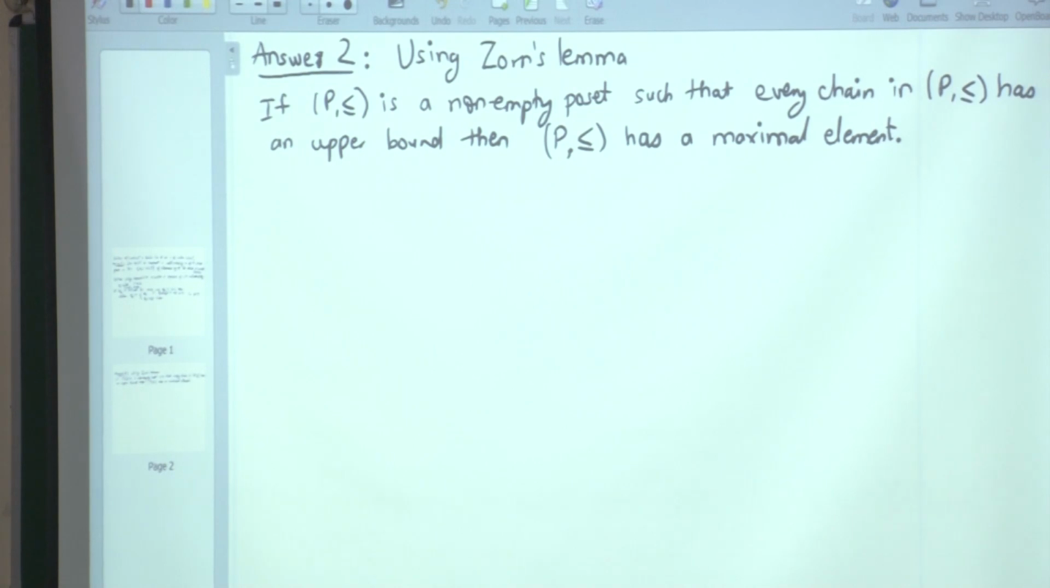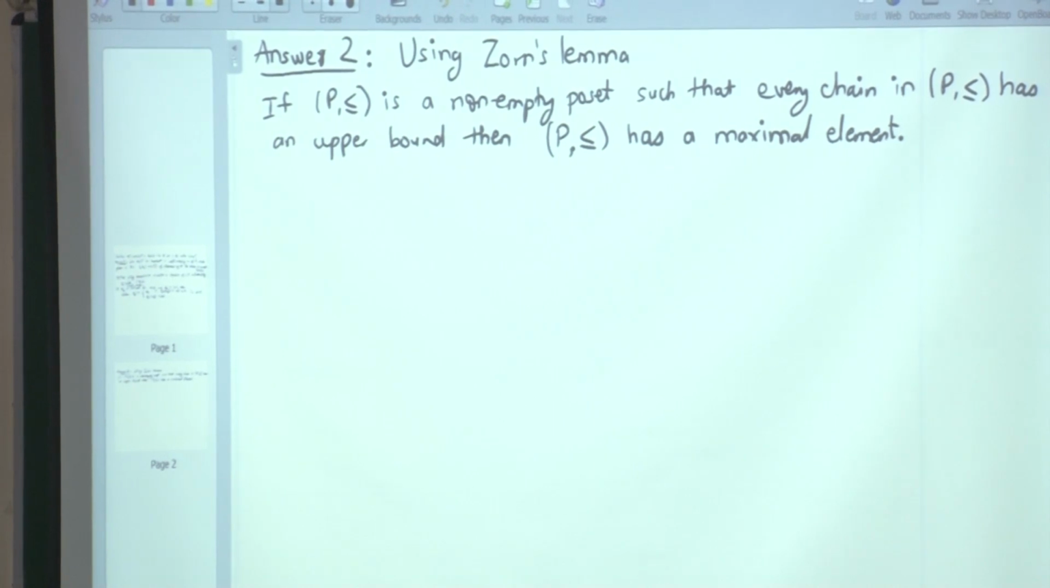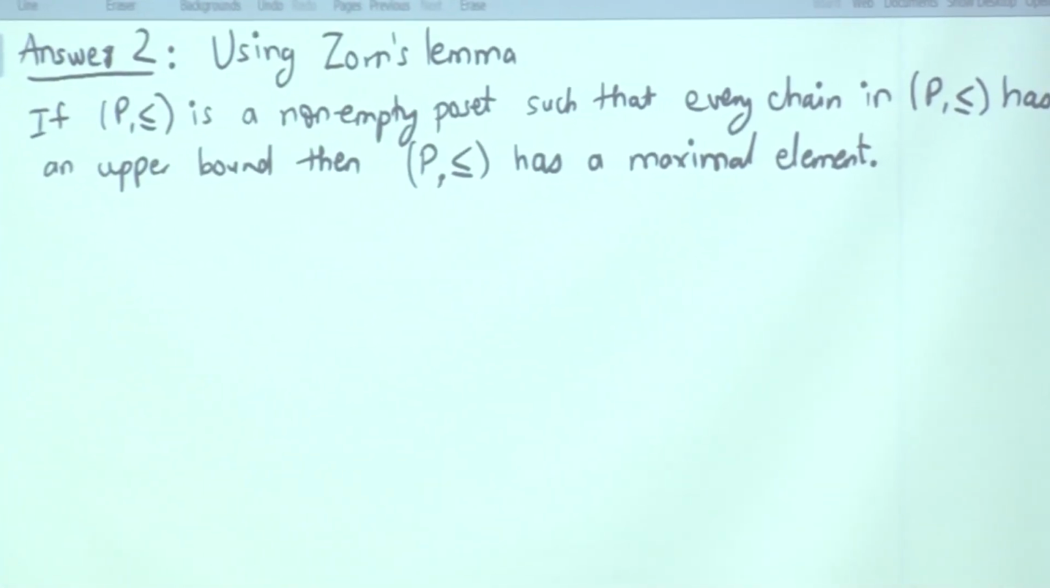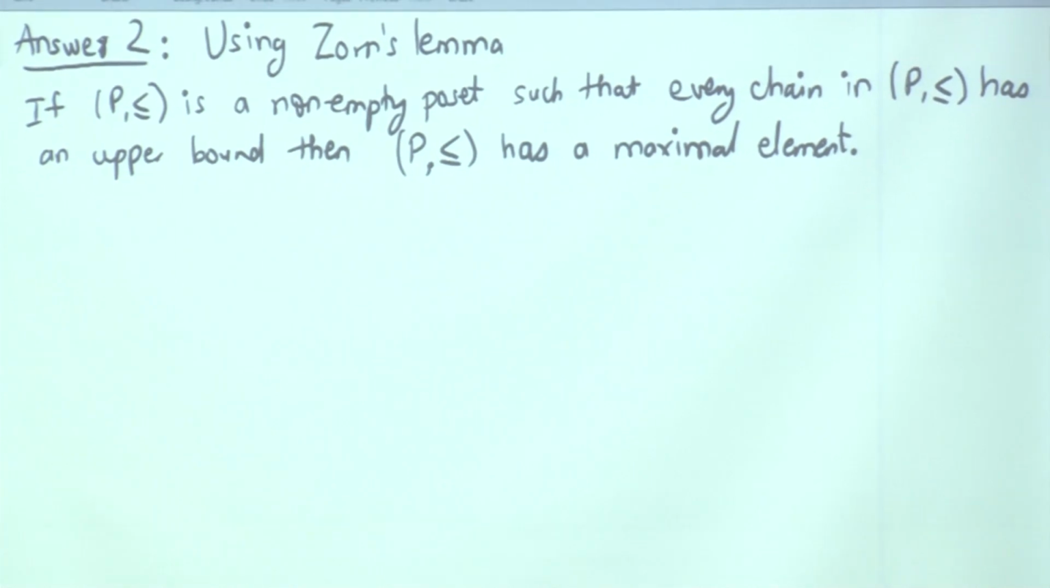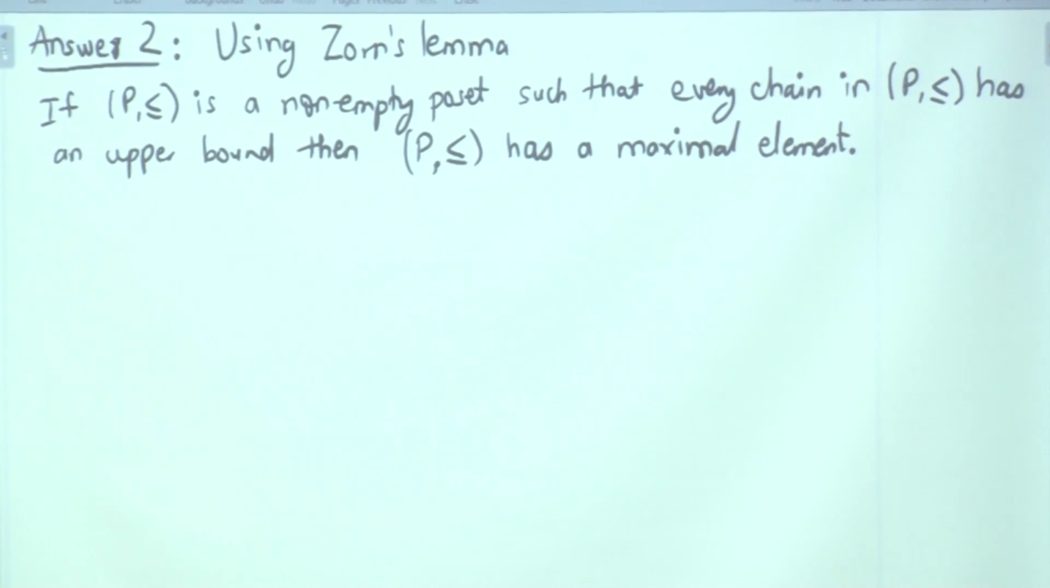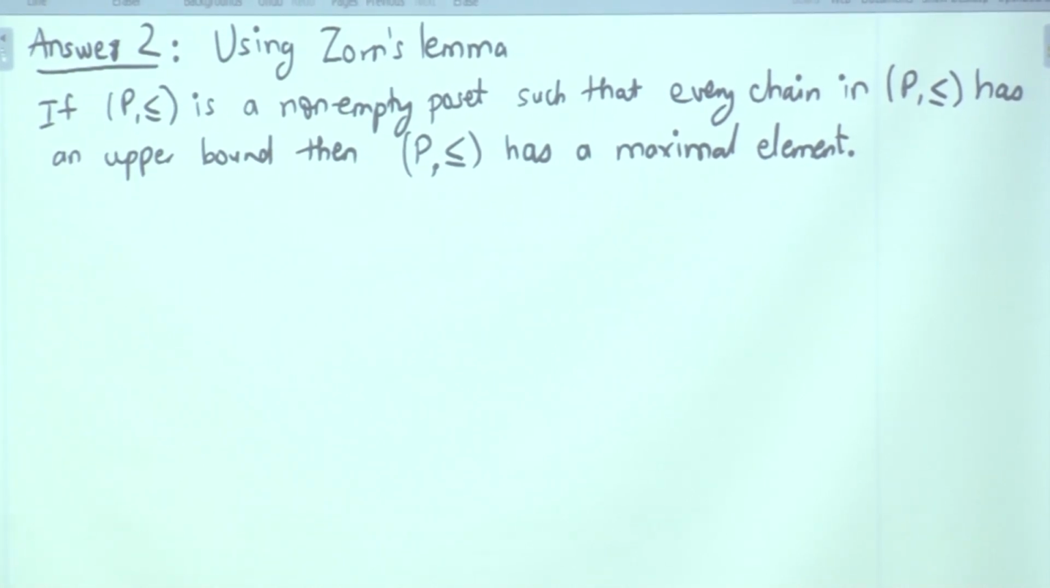Let us try to understand what it's saying. This is very complicated to understand at the first go. Every chain has an upper bound. So, if I know how to go up and up and up, then I always know how to go even higher than that. Then there is something where the going higher process must stop, which means it's a maximal element. Maximal means there is nothing strictly above it.